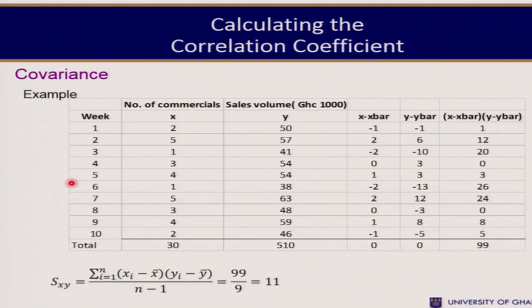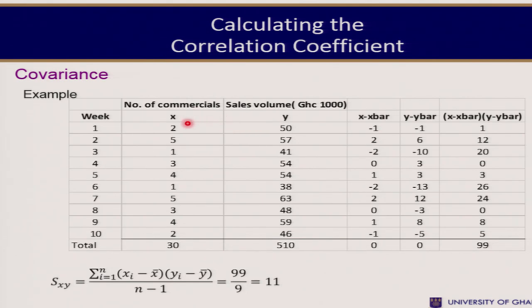Let's take this example where we want to find whether there is some level of association between the number of commercials denoted as X and the sales volume denoted as Y. In other words, if the number of commercials increases, does sales volume also increase? Or does it decrease? Or maybe there's no relationship at all. In so doing, let's look at the formula once again.